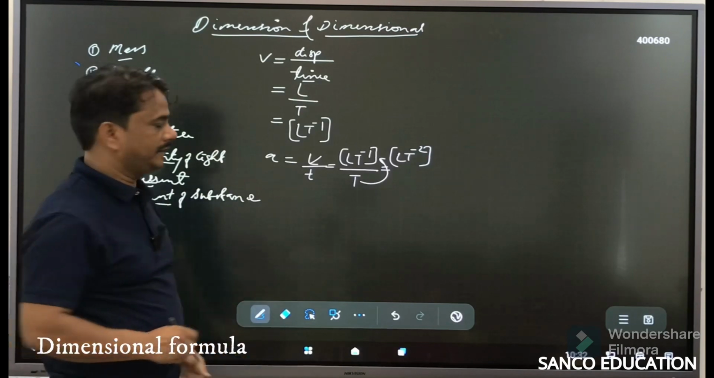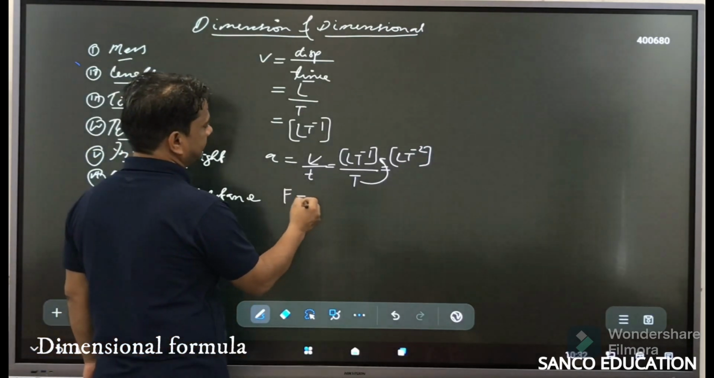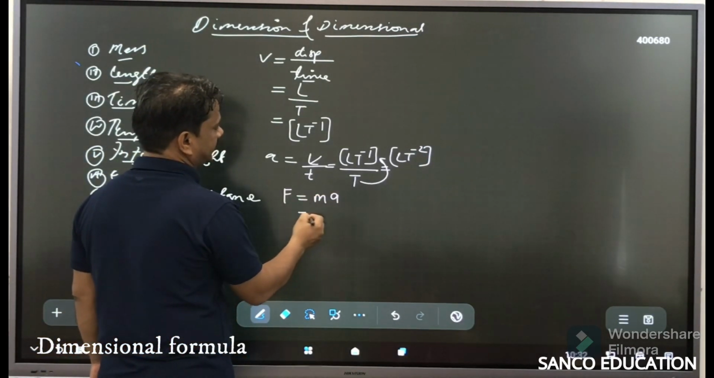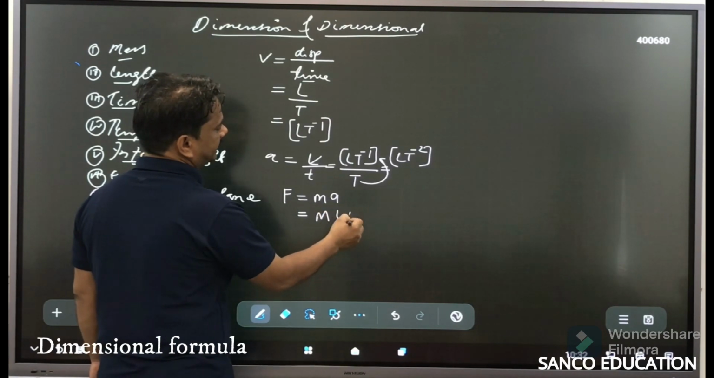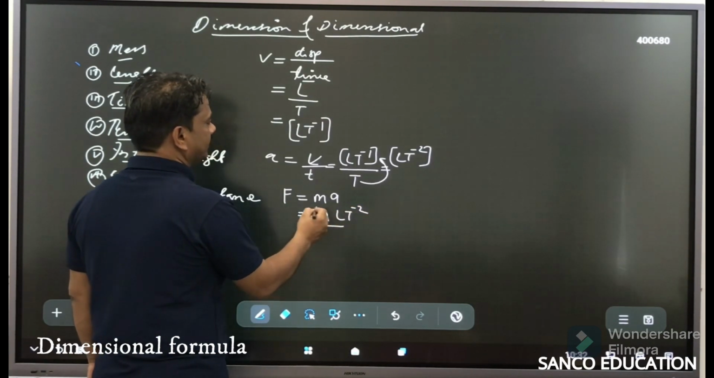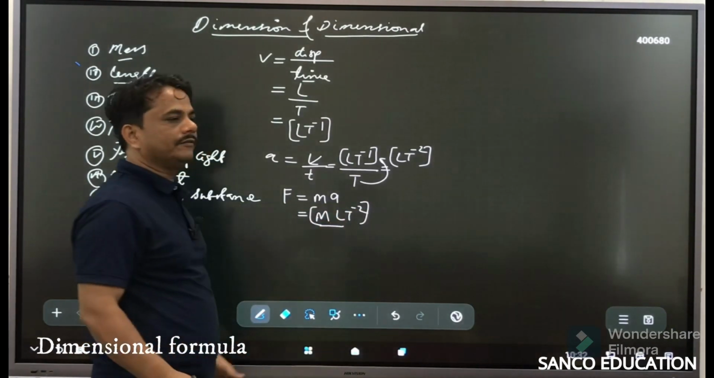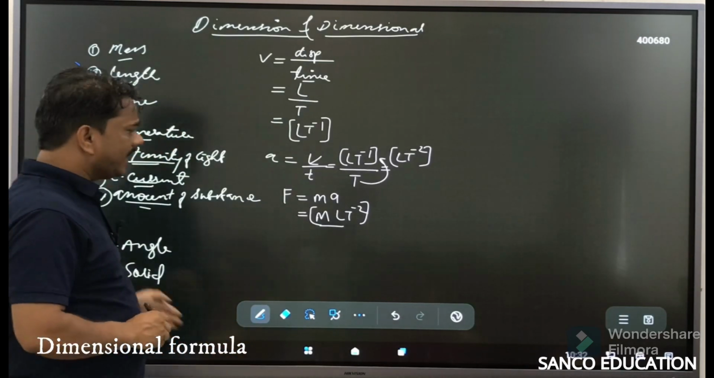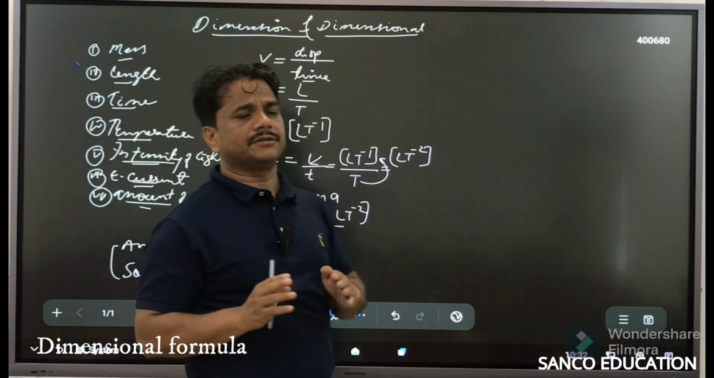Similarly, further dimensional formulas can be written here. F is equal to mass into acceleration. Mass is fundamental, acceleration is LT minus 2. So this is the dimensional formula of the force. So we have seen today what the dimension and dimensional formula are.